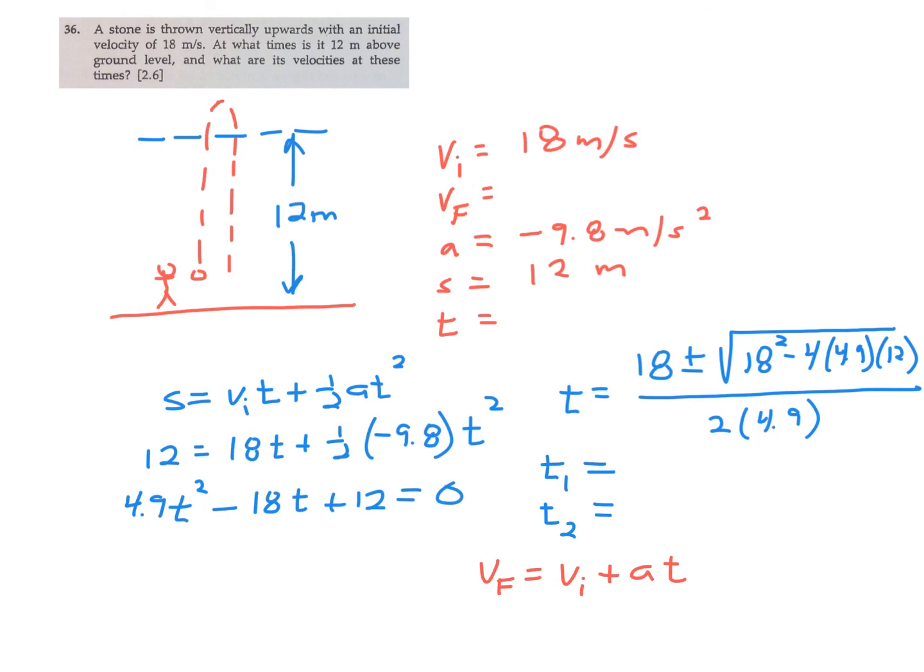And I think you'll find that v sub f on the way down will be the same numerical value as v sub f on the way up, but one will be negative. The one that matches up with t sub 2 will be negative because the ball will be traveling downward, or the rock will be traveling downward on that last leg of this journey.